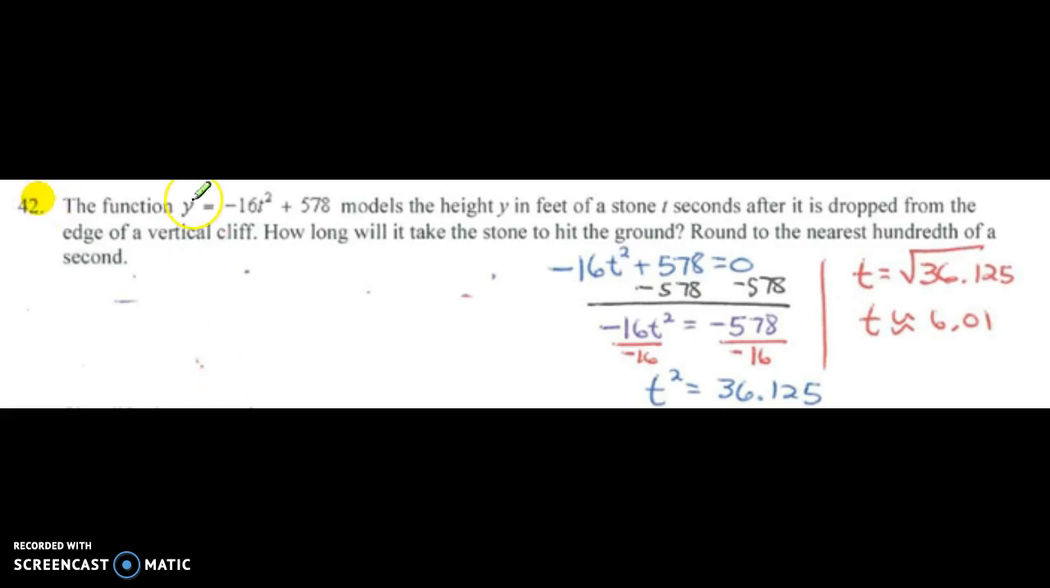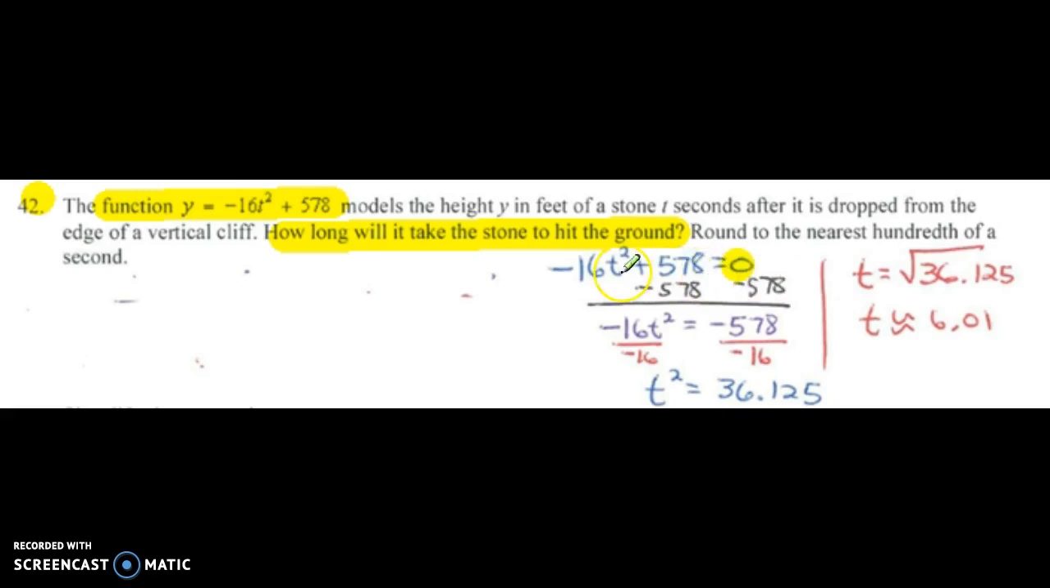In problem 42, we're given a function that models a stone being dropped from a cliff. They want to know how long it will take to hit the ground. So in other words, the equation has to equal 0. So I want to solve for t.